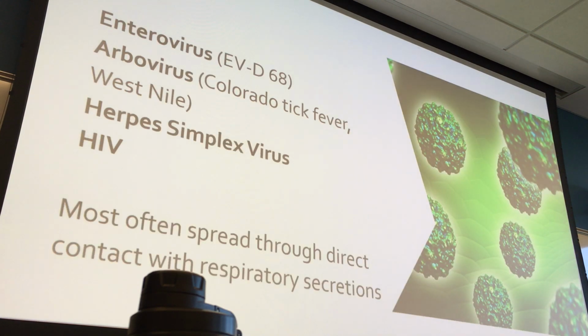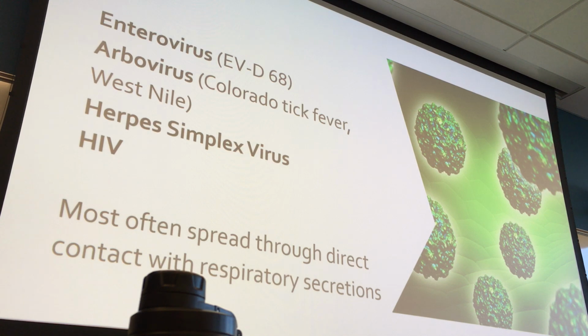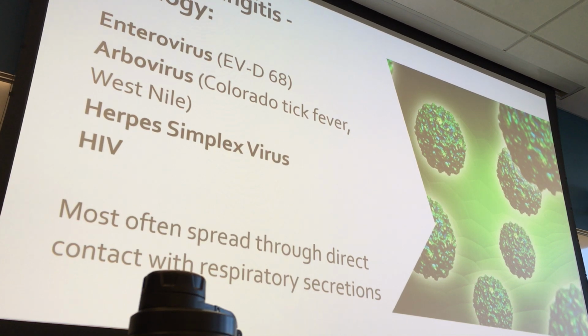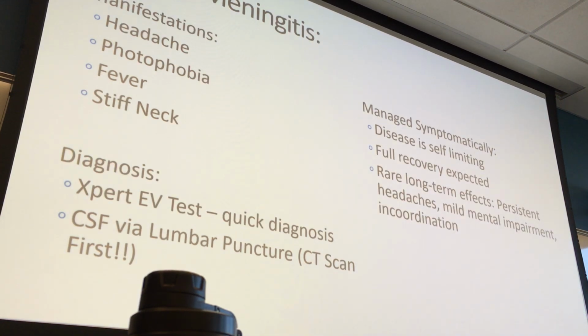Okay. So these are the culprits that can cause meningitis: enterovirus, ticks, West Nile, HSV, HIV, most often spread directly through respiratory secretions, so coughing, nose, the whole nine yards. You guys know that with COVID. Same thing, these are your manifestations of viral. We already talked about all those. You might think that's a typo down on the expert EV test. It's basically a test that they do to check for enterovirus, and that's just what it's called.